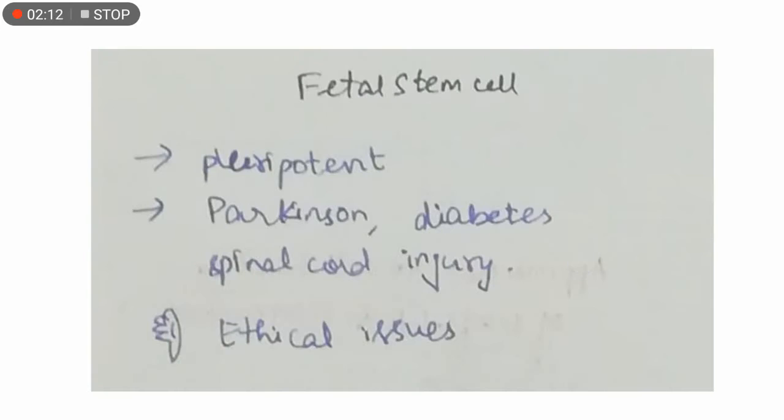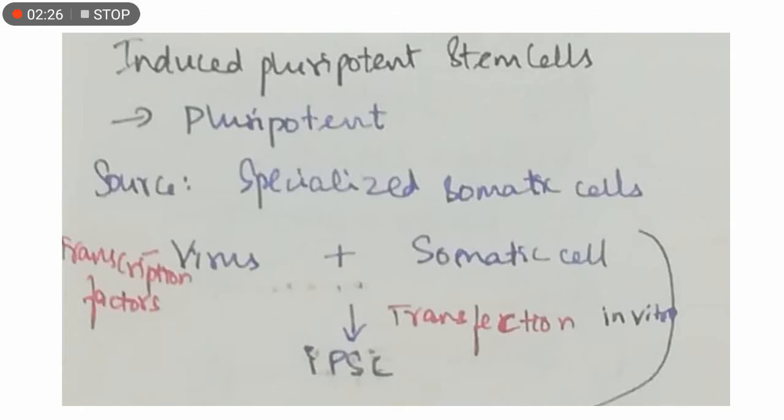Moving on to the fetus. The fetal stem cells are pluripotent, and they are also tried to be used in Parkinson's disease, diabetes, and spinal cord injury. They are similar to embryonal stem cells, where ethical issues are the main drawback.